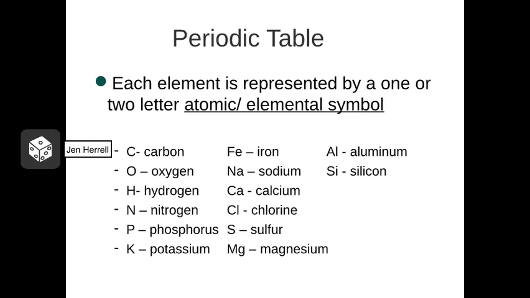Each different type of element is represented by an atomic symbol, and that consists of either one or two letters. These are the atomic symbols that I would like you to know for this class. They're taken from elements 1 through 20, and of those, these are the most important. So you do want to memorize these before test time if you don't have them memorized already.